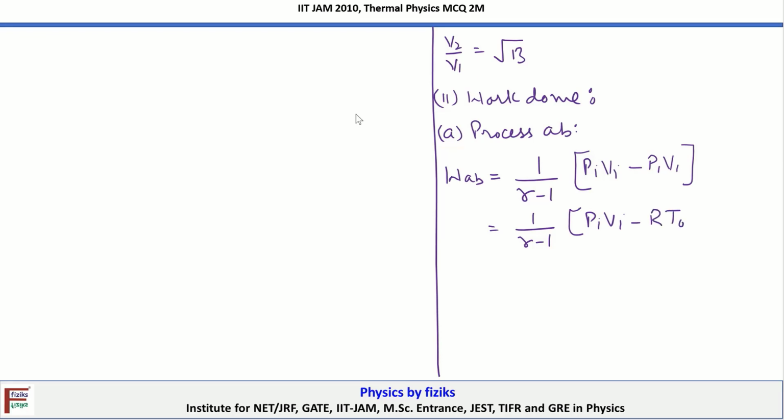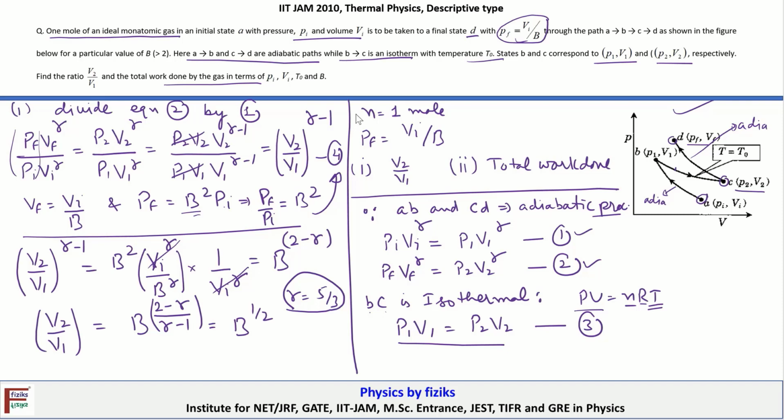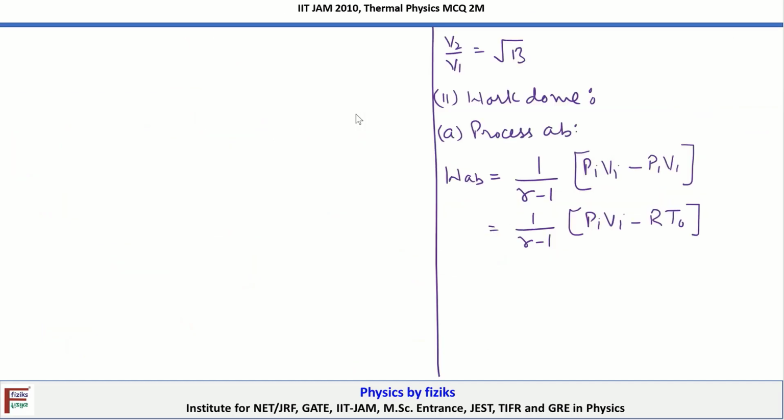I can write P1 V1 equal to RT naught, because this point is also connected with the isotherm, which is at temperature T naught. This point is connected with this isotherm BC, which is at temperature T naught. So P1 V1 will be nRT naught, but n is given to be 1 mole, so we are replacing it with RT naught. And if you substitute the value of gamma, which is 5 by 3 since it's a monatomic gas, this comes out to be equal to 3 by 2 times (Pi Vi minus RT naught). This is the work done during process A to B.